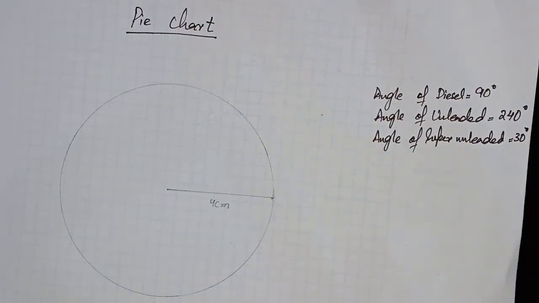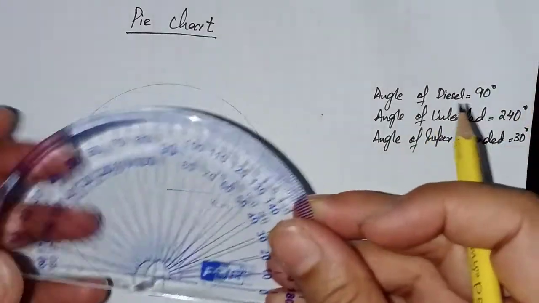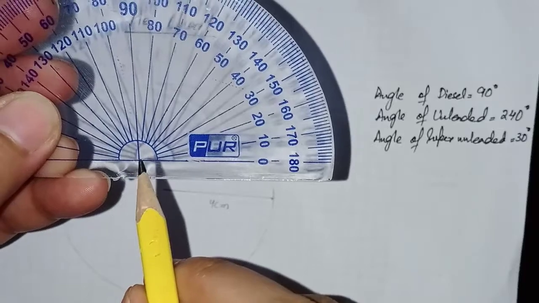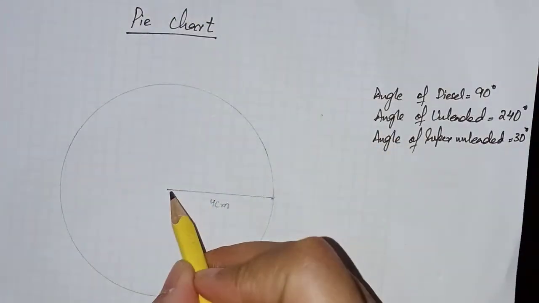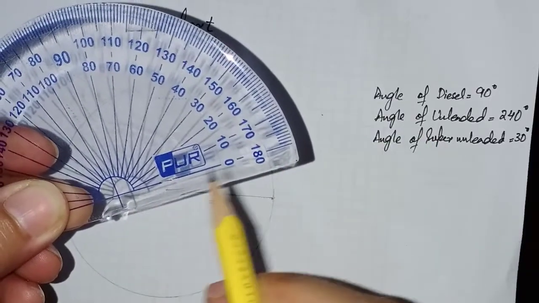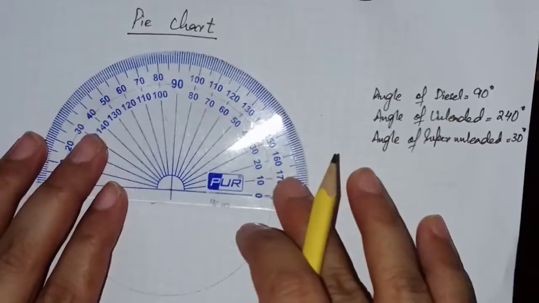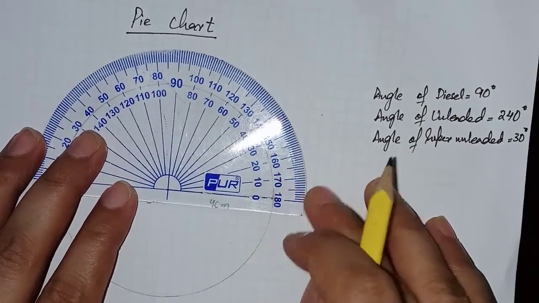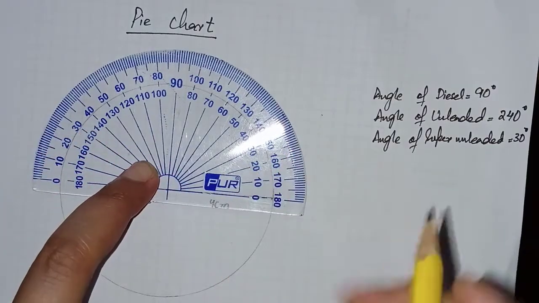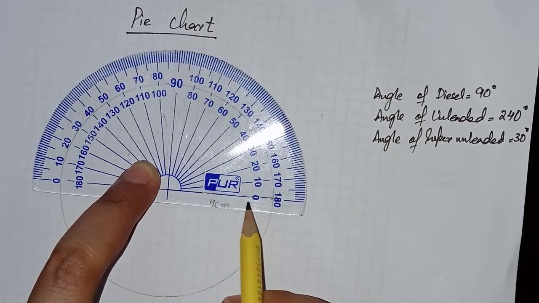Now we will mark the first angle. The first angle, diesel, is 90 degrees. Then we will keep our protractor on this line. The center should be on the center of the circle, and this 180 degree or 0 degree line should be on this line. So here we will keep it. You cannot see the line now because it is hidden at the back of this 0 degree line.